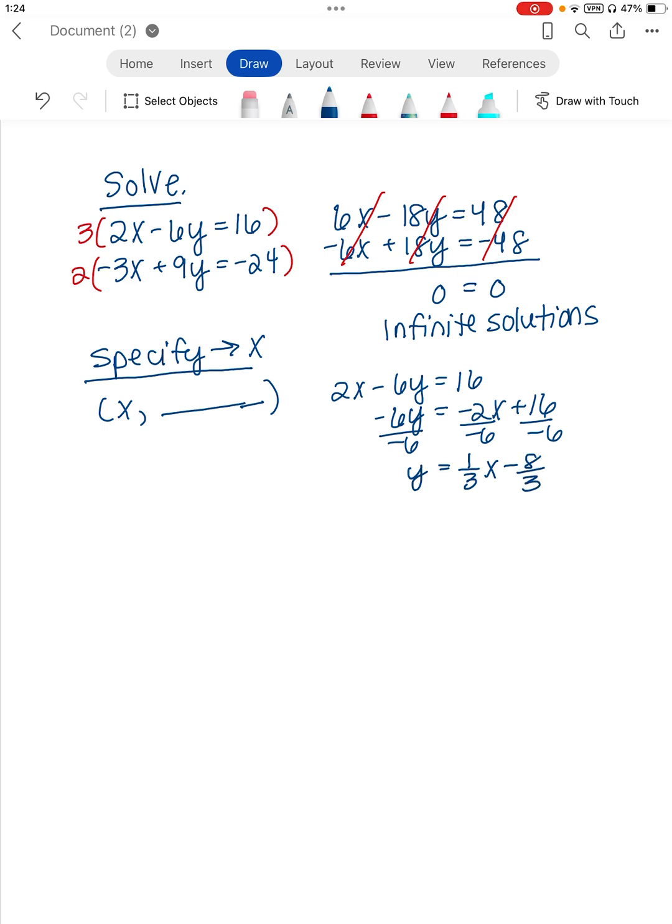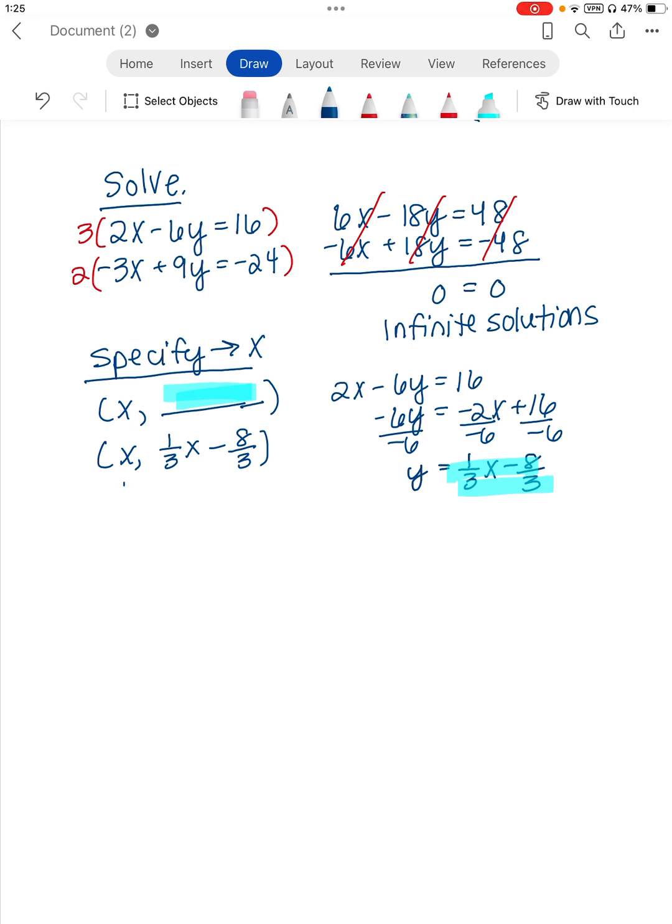And what I'm getting here is what I want to put in that solution there. So that's going to go there. I'm going to say my solution is x comma 1/3 x minus 8/3. And this is representing all possible solutions for this system.